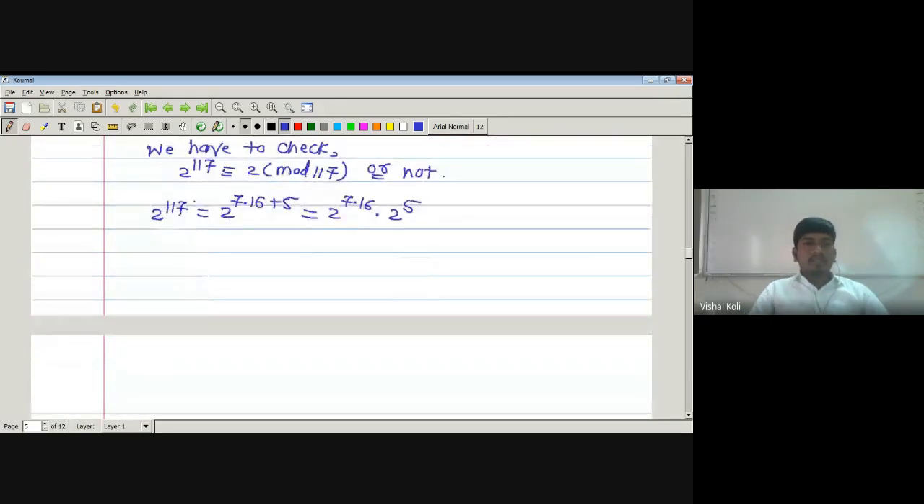Consider 2 to the power 7. 2 to the power 7 is nothing but the value of 2 raised to 7. 2, 4, 8, 16, 128. 128. And what is the value of 128 modulo 117?